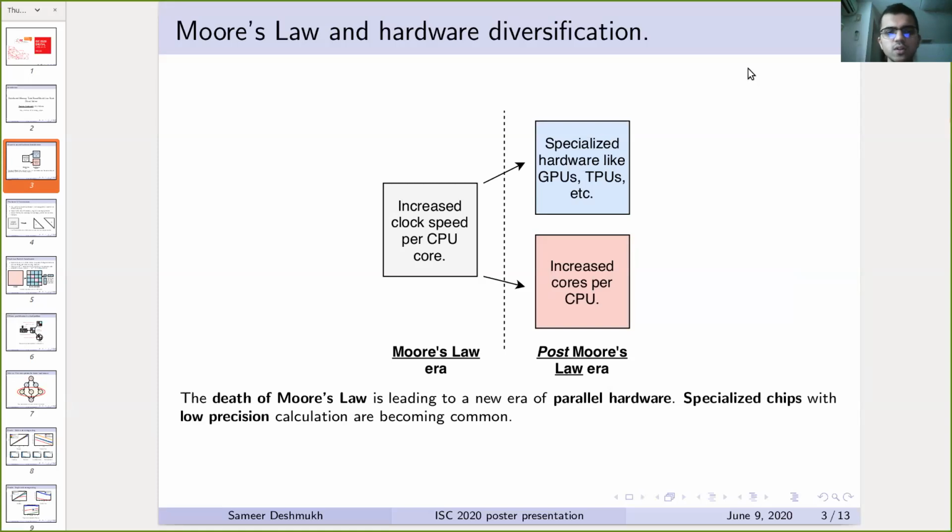As you all know, the death of Moore's law has led to a new era of parallel hardware. Specialized hardware with highly parallel processing units like GPUs and TPUs are becoming increasingly common, and also the number of cores per CPU is increasing as opposed to the clock speed of single CPUs that were common during the Moore's law era.